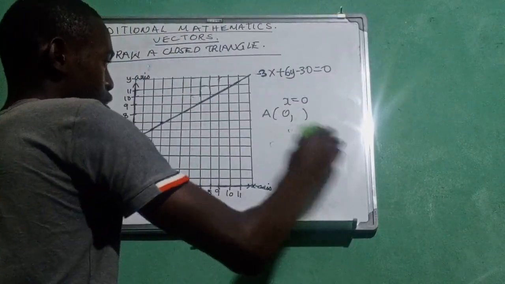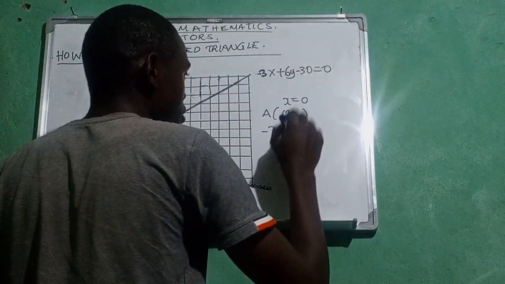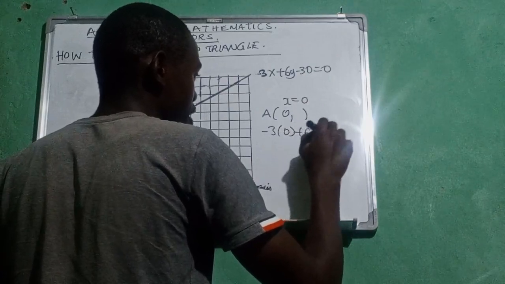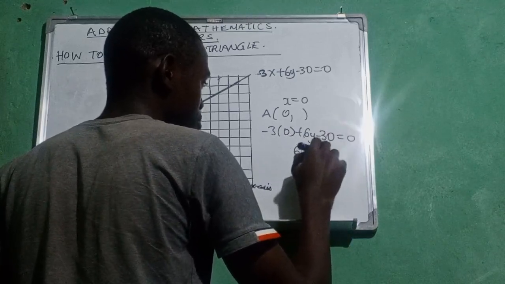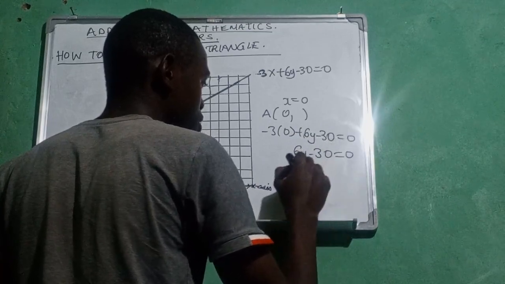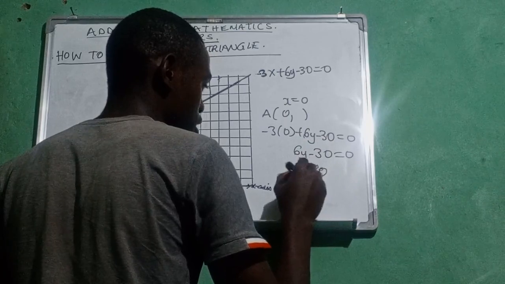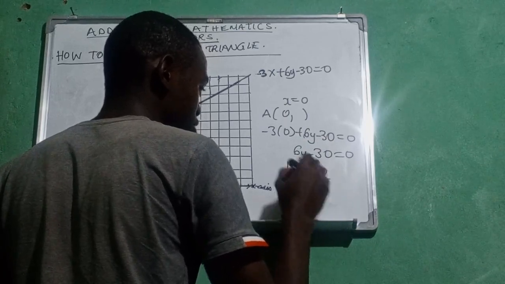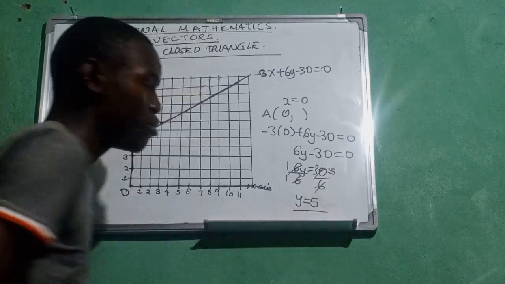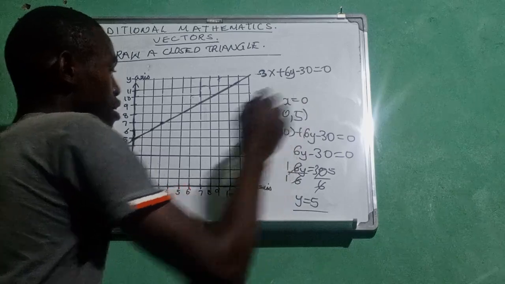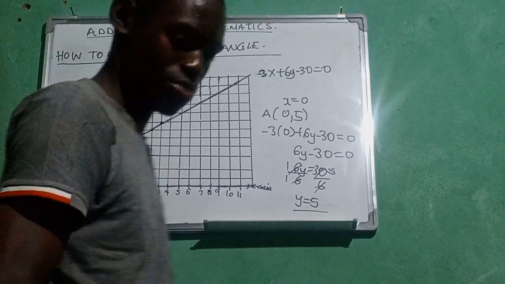Let us start with when x is equal to 0. It means -3 multiplied by 0 plus 6y minus 30 is equal to 0. This is simply 0. So you have 6y minus 30 is equal to 0. 6y is equal to 30. Then you divide both sides by 6. Then there you have y is equal to 5. So which means our A is (0, 5). This is why it is cutting the y-axis at 5 as an intercept.